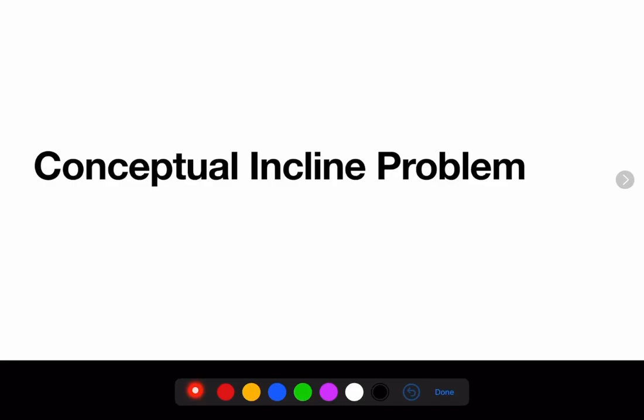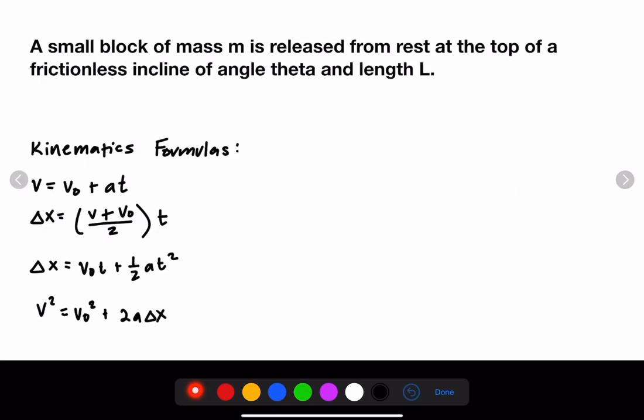Hey everyone, today we're going to be working through a conceptual incline problem. We're going to be drawing force diagrams, analyzing the net force, and working with pure variables. Let's look at the problem.